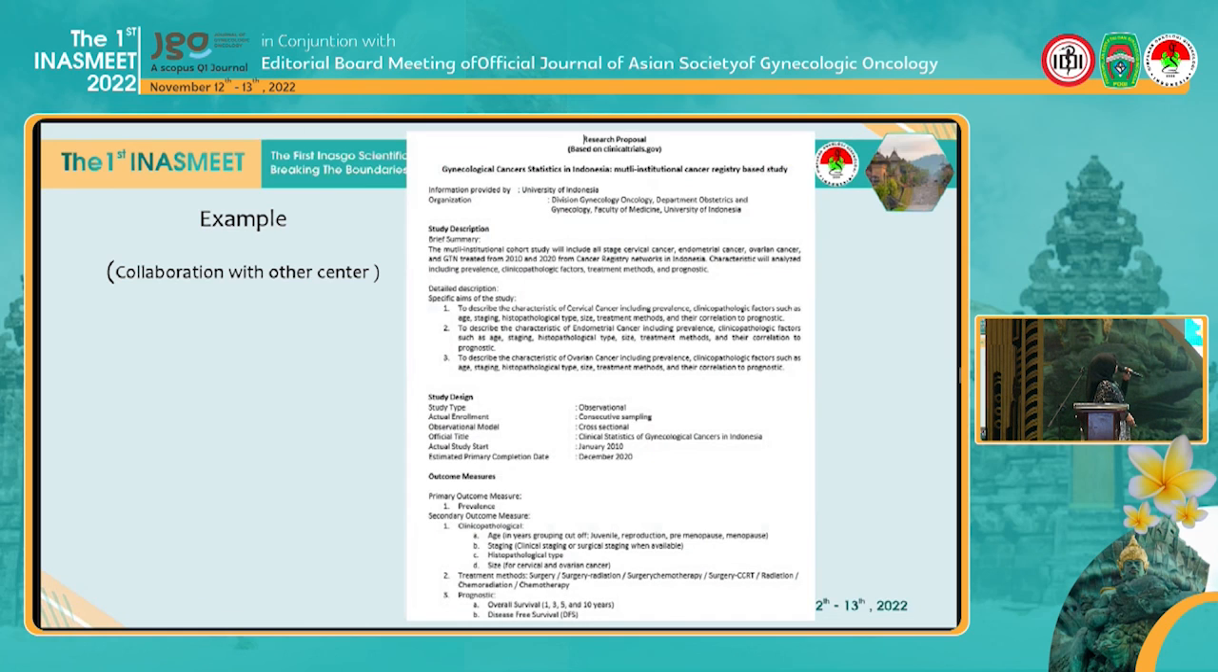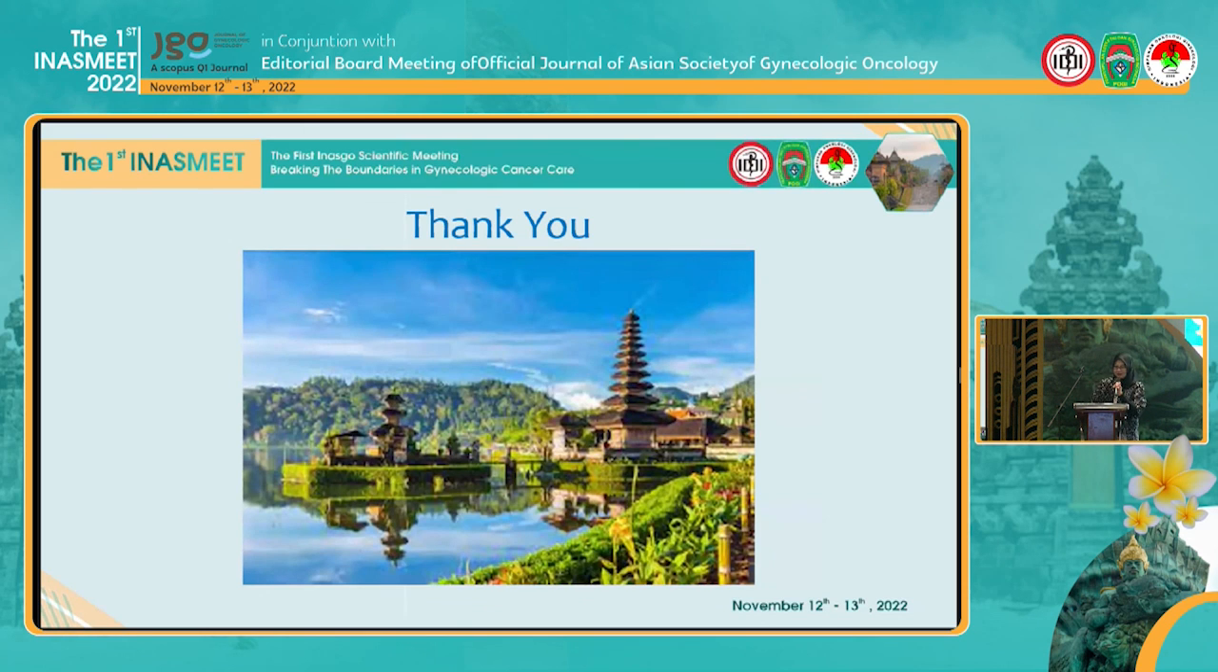Multi-institutional cancer registry-based study. So the study is observational, consecutive sampling, cross-sectional, clinical statistics, and primary outcome with the prevalence, secondary outcome measures clinical pathology, treatment method, and prognostic. But we just write it down, and nobody executes this. Okay, I think that's all about our cancer registration.